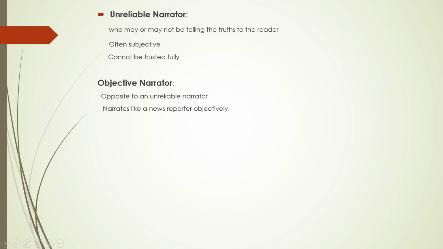Now the objective narrator is totally opposite to the unreliable narrator. He objectively describes everything like a news reporter. He is not going to be biased towards anything, or favor anybody, or comment on who did right or who did wrong. So the reader is left to choose or interpret those events or what is going on in the character's head.